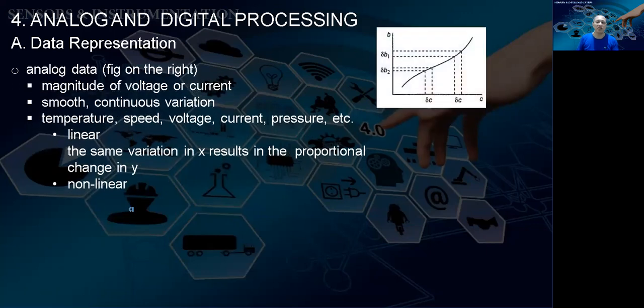So data representation. Let's look at data representation. First is analog data. The figure is on the right. So data is like a continuous line.